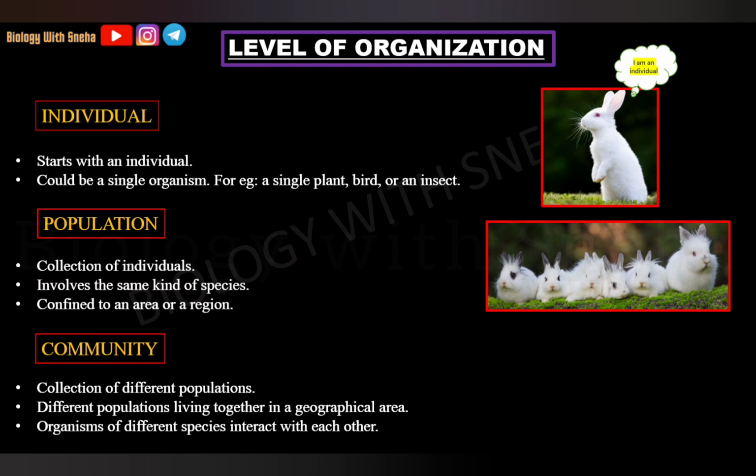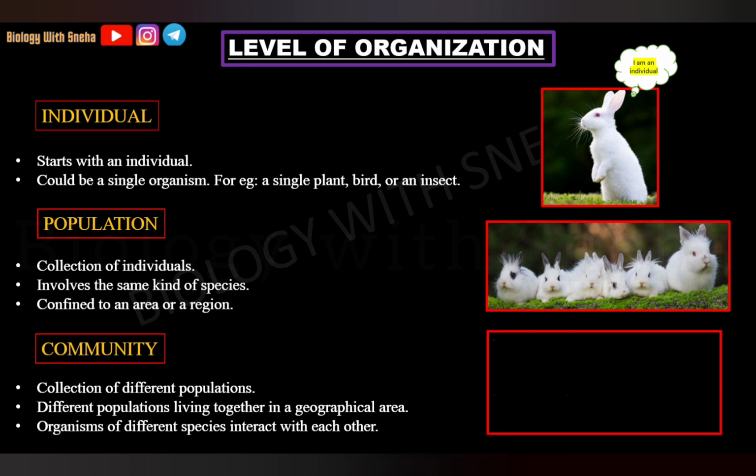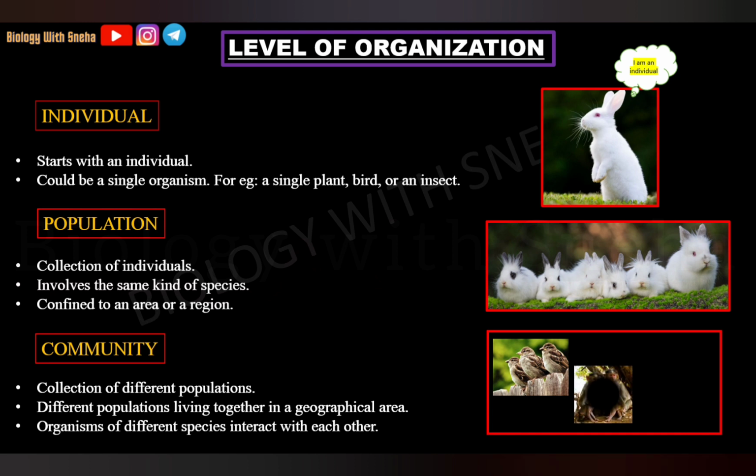For example, if we see in this particular rectangle, let us say this is our confined area, we have a group of birds. In other words, we could say that this is a population of birds. Then we have a population of monkeys, and we have a population of rabbits. So we have three different kinds of populations present here. Altogether, we can call this a community.